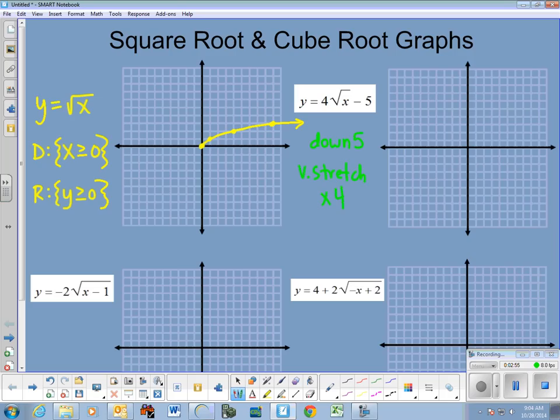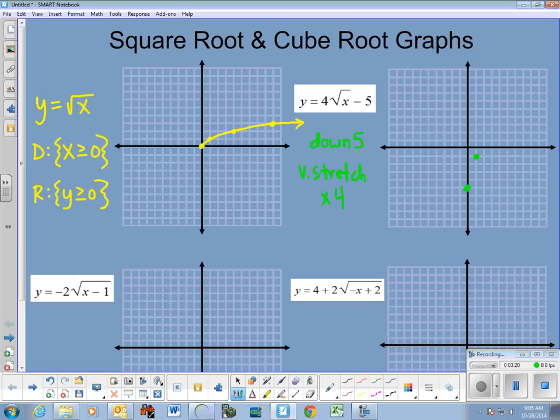So you want to plug in points that you can take the square root of, right? If I plug in 0, square root of 0 is 0, 4 times 0 is 0 minus 5. So 0, negative 5 is 1 point on my graph. I can plug in 1 and I get the square root of 1 is 1 times 4 is 4 minus 5 is negative 1.